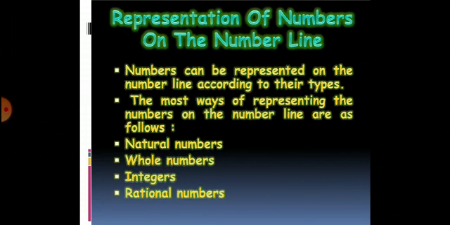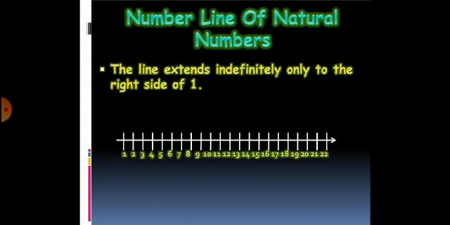Representation of numbers on the number line. Numbers can be represented on the number line according to their types. The most common ways of representing the numbers on the number line are as follows: natural numbers, whole numbers, integers, rational numbers. Number line of natural numbers. The line extends indefinitely only to the right side of 1. Observe the number line, children.